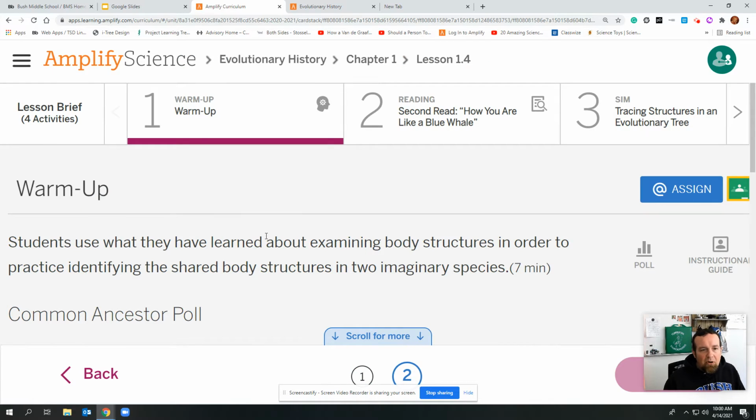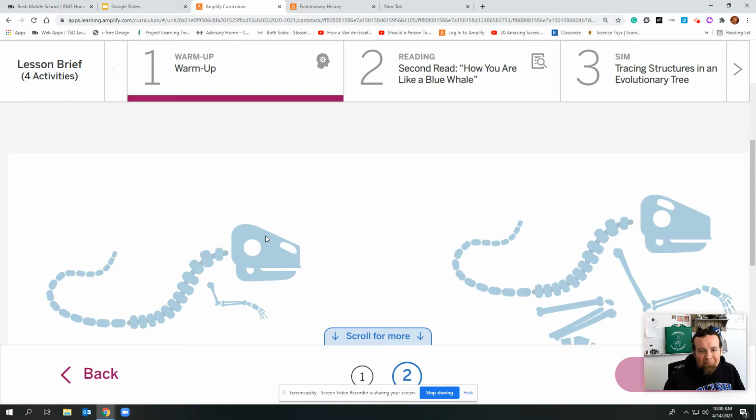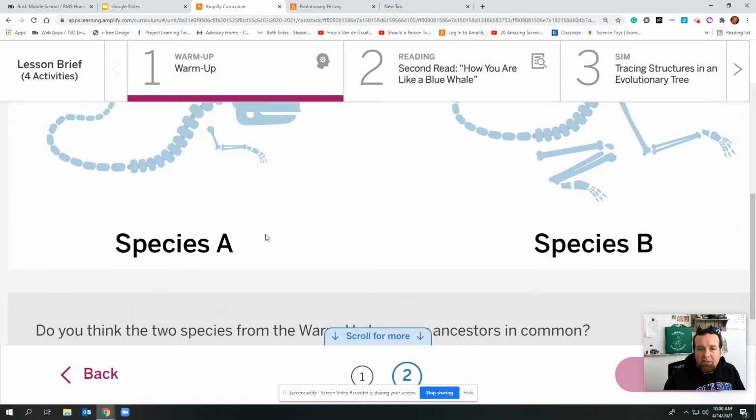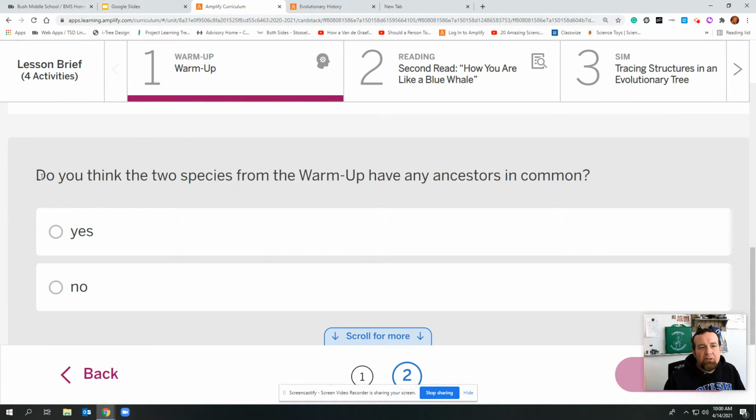We're going to go on to part two of part one, the second page of part one. So we're still with these two fossils. We're going to answer this question: do you think the two species from the warm-up have ancestors in common? Go ahead and pause the video, and I'll circle back with you as we move on.